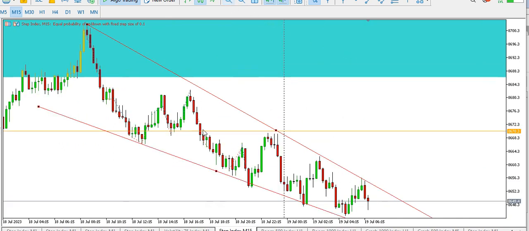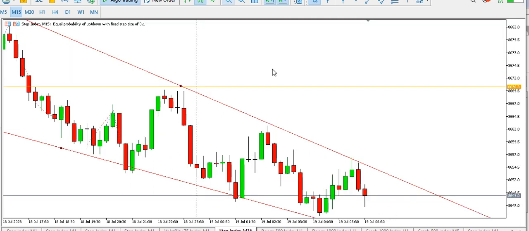On the 50-minute time frame, step index is currently sliding, so it's advisable to look for selling opportunities. Price is moving in a downward channel. Okay, look for selling opportunities, but we won't be surprised if the buyers are able to break above this trend line at this current order block.